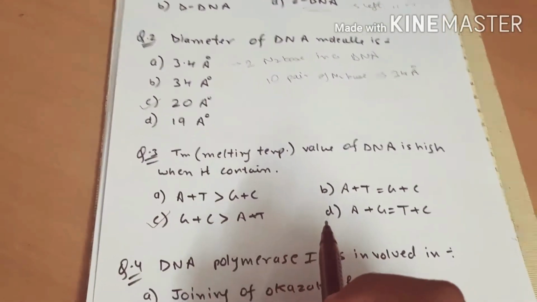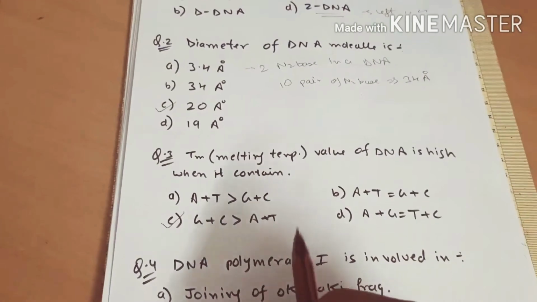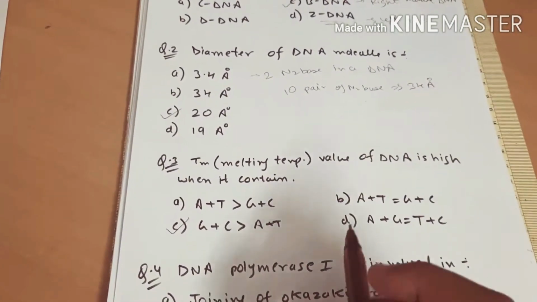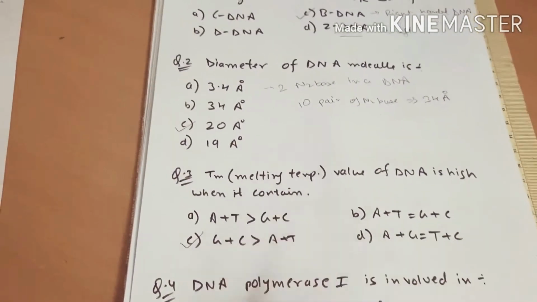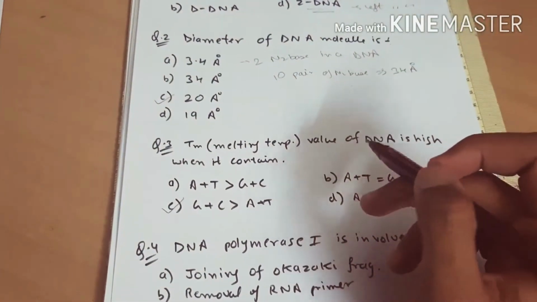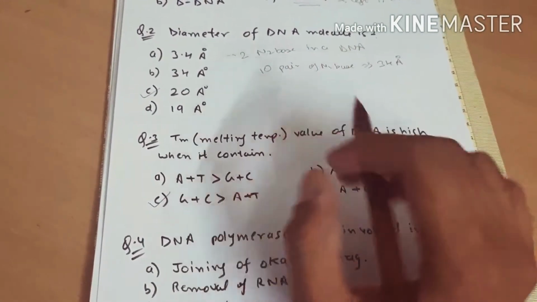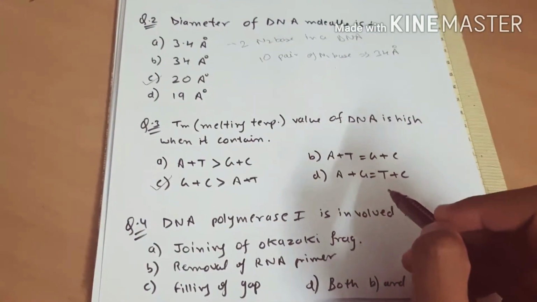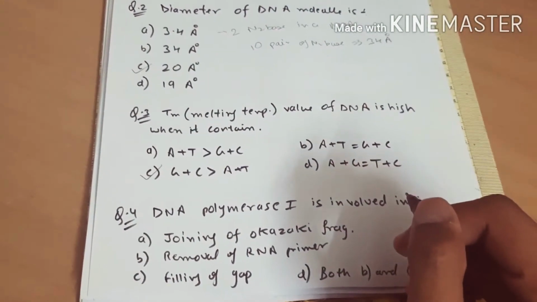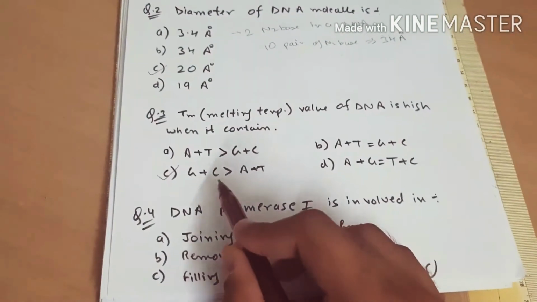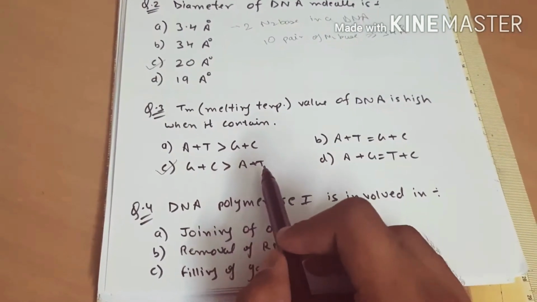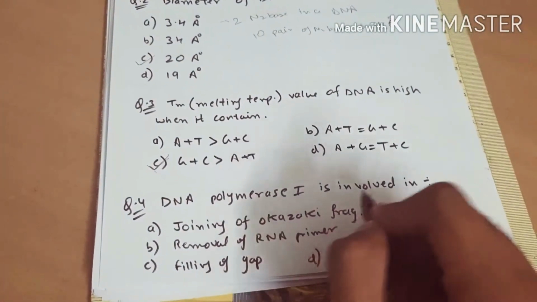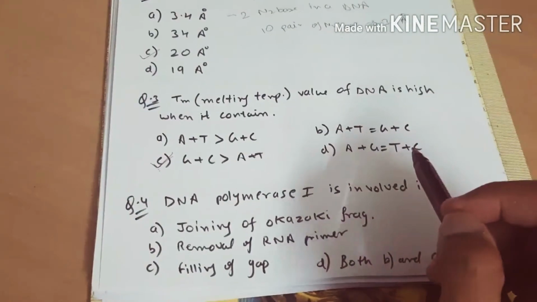As we know, there is a hydrogen bond between nitrogen bases, 2 hydrogen bonds between adenine and thymine, and 3 bonds between guanine and cytosine. So melting simply means here how these bonds break, and if there are more number of hydrogen bonds, then Tm, which is melting temperature, will be high also. So the answer must be G plus C is greater than A plus T, which is option C. And this type of DNA is found in prokaryotes.